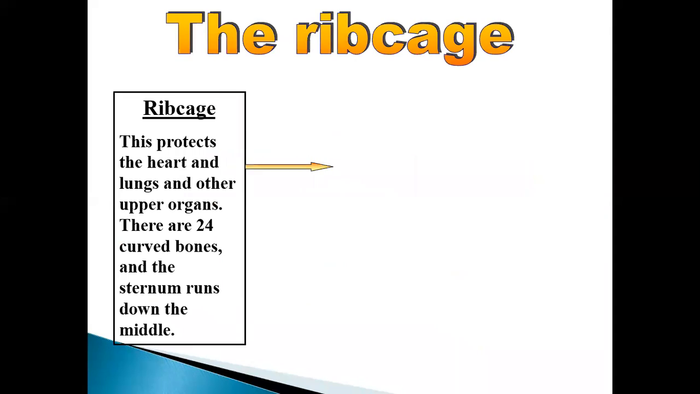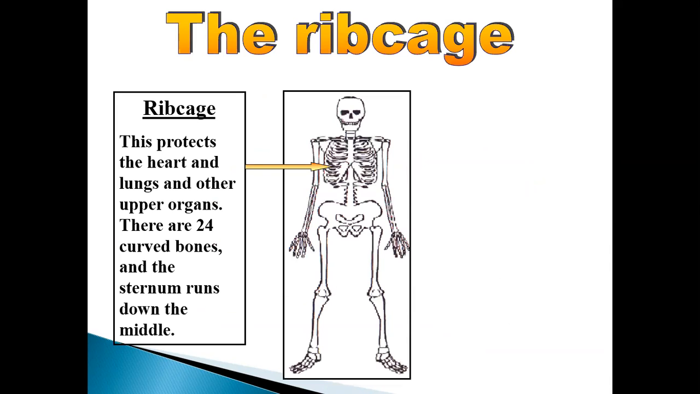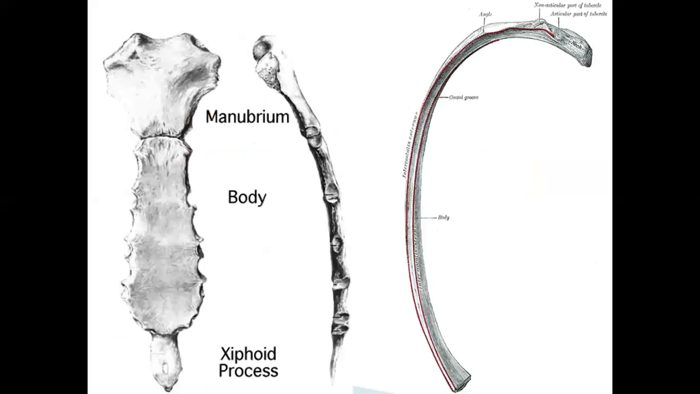Then we have the rib cage. It protects the heart and the lungs and other upper organs. There are 24 curved bones and the sternum runs down the middle. We have this part of the sternum. The first part is called the manubrium. The second part is called the body, and the last part is called the xiphoid process.